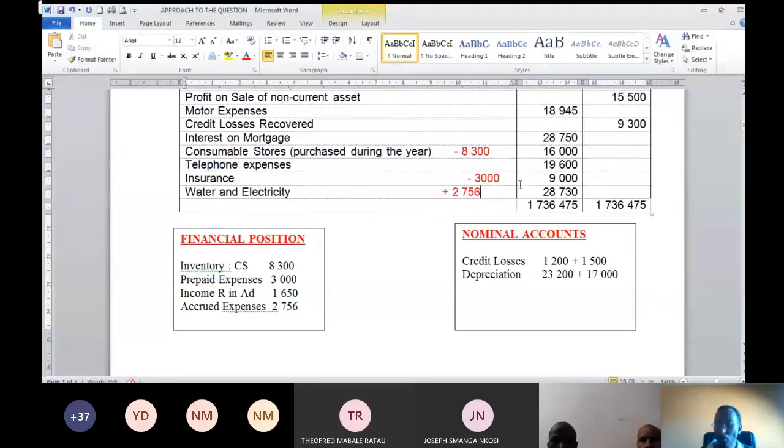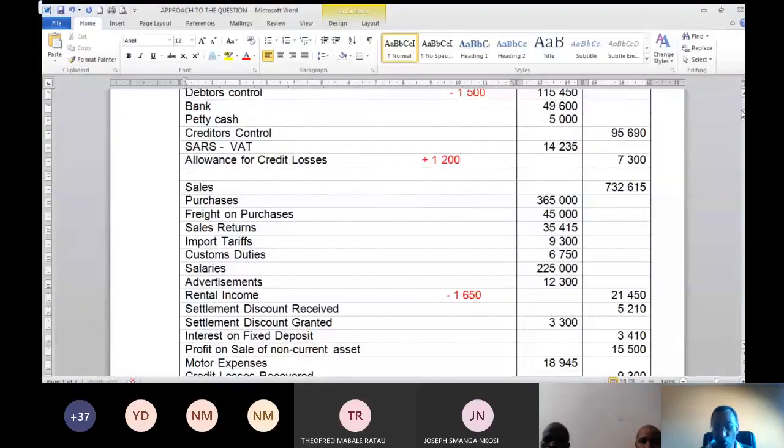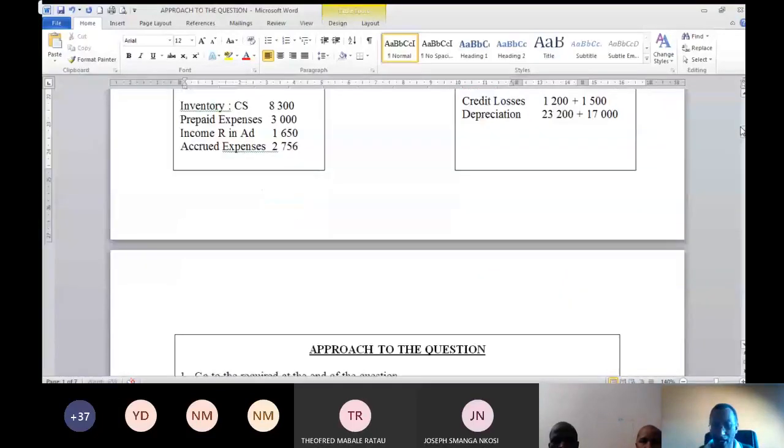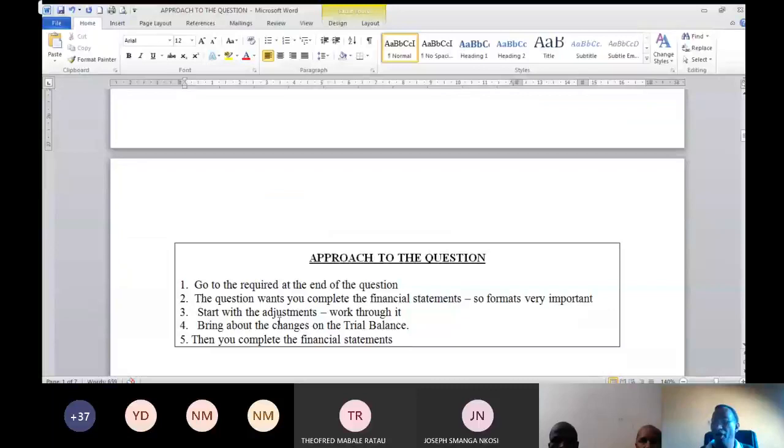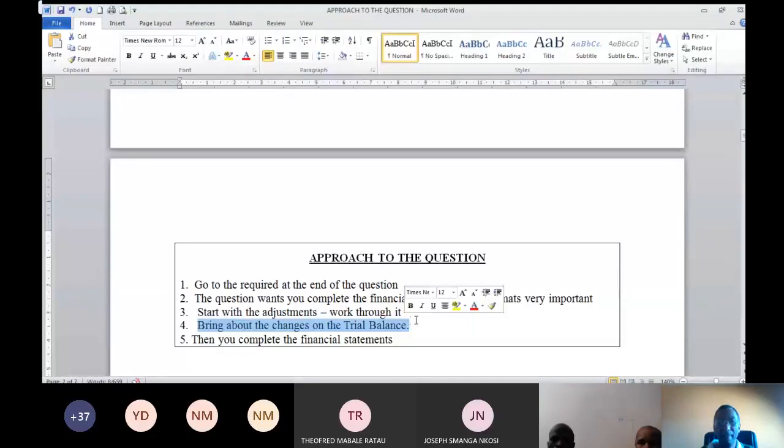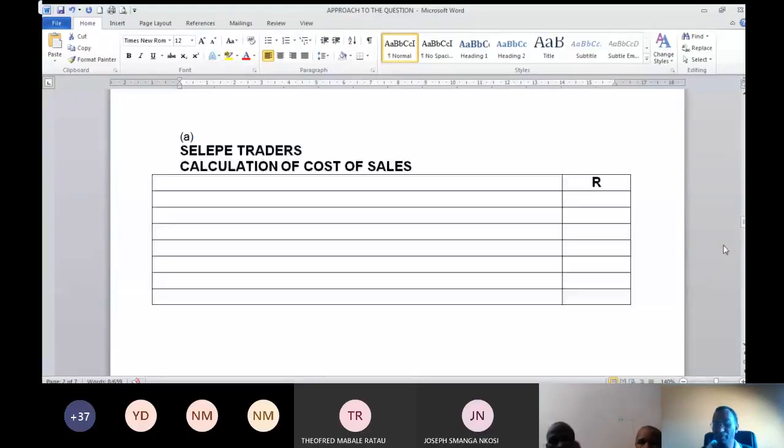Okay, guys, that will take care now of all our adjustments. We've taken into account all our adjustments. We brought about all the changes now to our trial balance, and now we are ready to do our financial statements. Back to the question, guys.